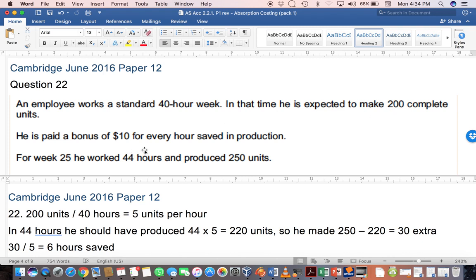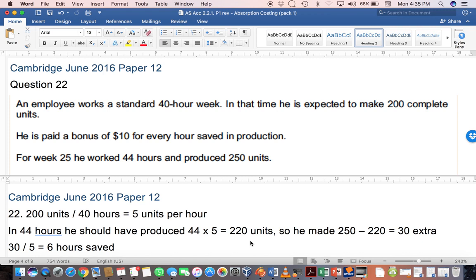However, we need to check whether he has produced more than he should have, given the fact that he worked more hours. So the logical thing to do to start with is to say, if he's supposed to make 200 complete units in 40 hours, you can work that out as an average of 5 units per hour. In 44 hours, therefore, he should have produced 220 units by simply saying 44 hours times the 5 units per hour that we calculated.